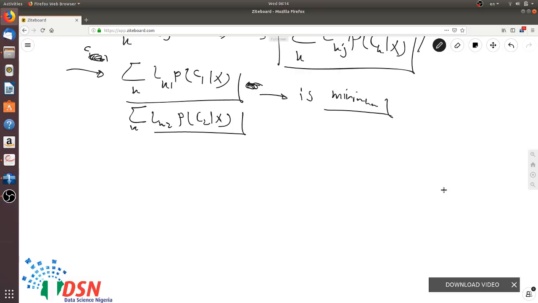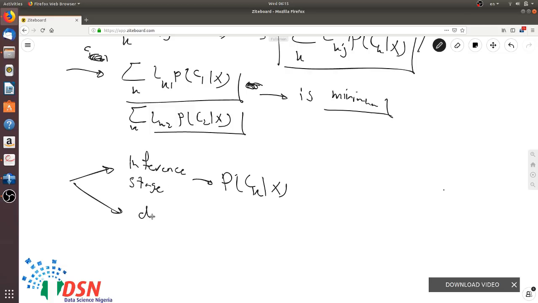Okay, so we have broken classification problems into two different stages. The first one is the inference stage, in which we obtain the conditional probability of Ck given x, and the second stage is the decision stage, in which we use decision theory to assign a class to x, or a class assignment.